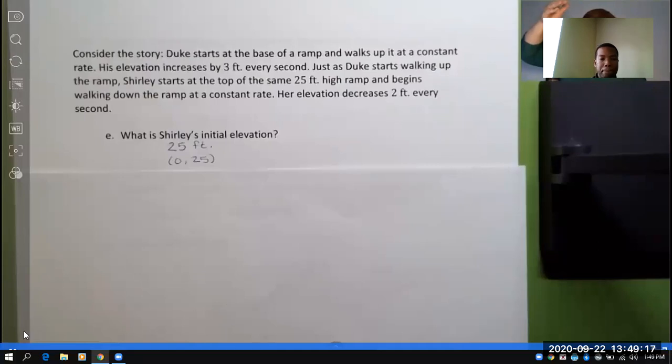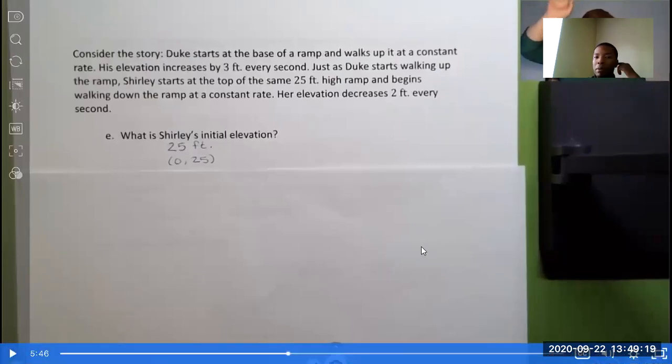So on the y-axis, could you explain to me how she got 0, 25? Because she's starting at 0. Duke's was 0, 0, which is the origin. But what does the 0 represent, and what does the 25 represent? Could you go ahead and put that in the chat? We would have to mark a point at 25 with time 0.